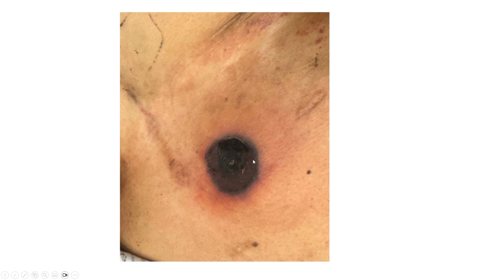So we biopsied this. There were numerous fungal organisms, and it actually grew Rhizopus, so one of the species in the mucormycosis family. So this patient was urgently started on amphotericin and got diffuse debridement.